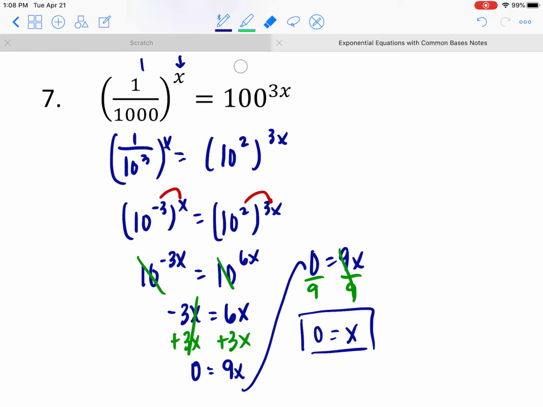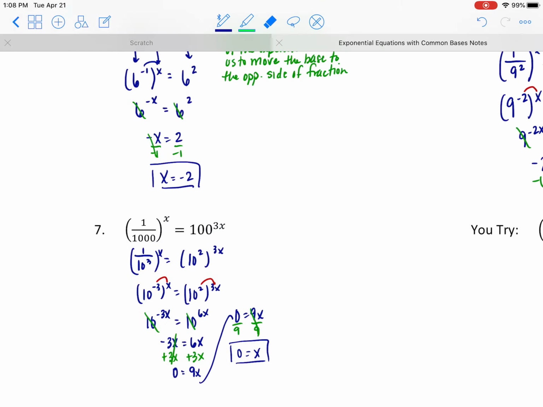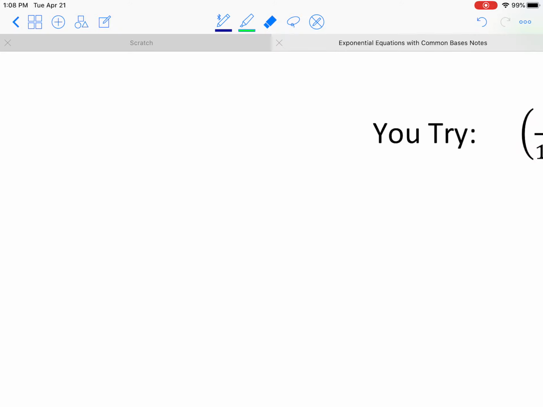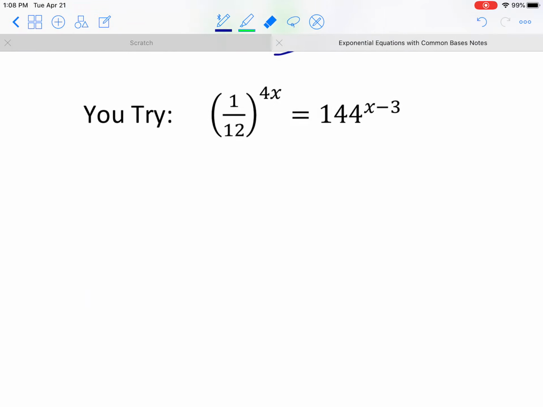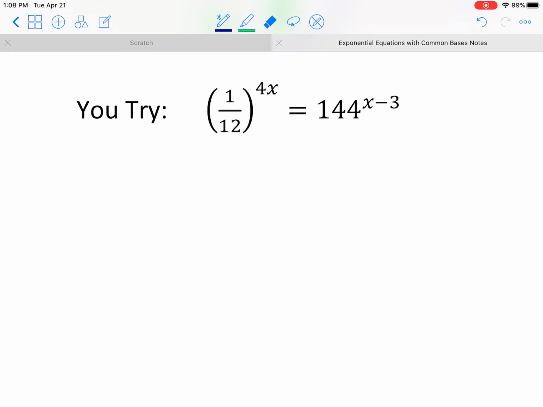Anything to the power of 0, do you remember that rule? Anything to the power of 0 is 1. So if I put a 0 here, I get a 1 on this side. If I put a 0 here, then 100 to the 0 makes a 1 on this side as well. So that answer makes sense to me. Alright, but again, if you want to use your calculator, you can plug it in. I got one last one. If you want to try it, feel free to pause.